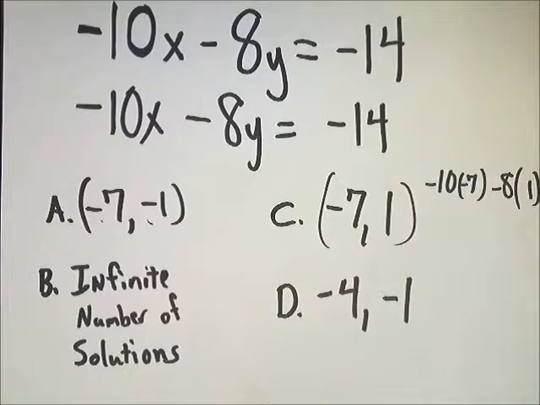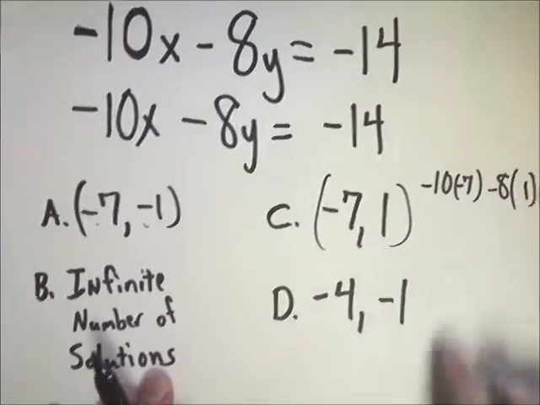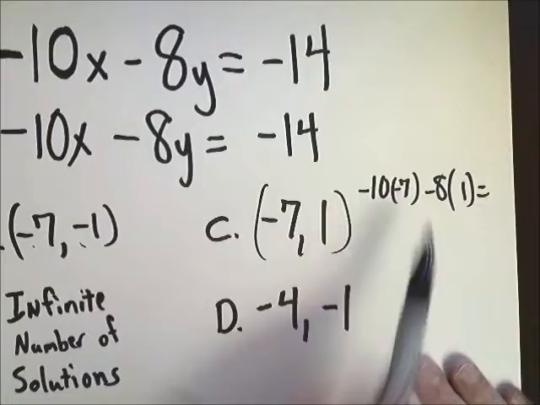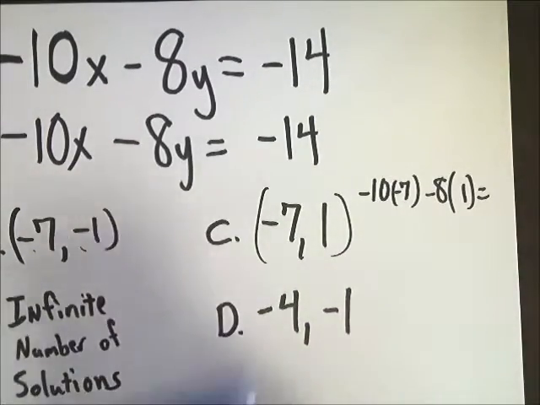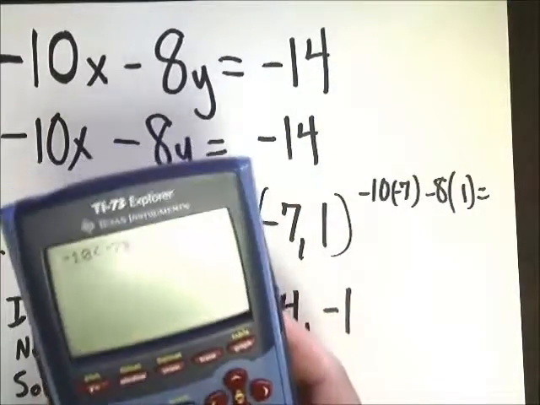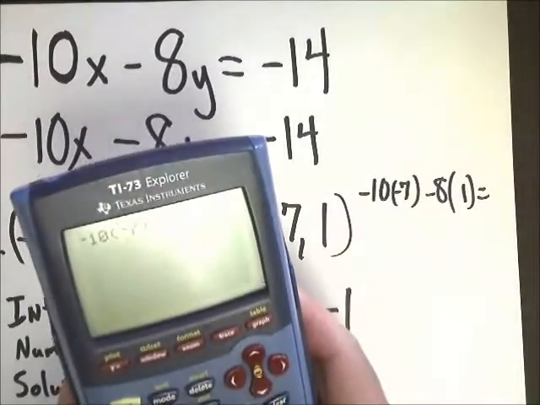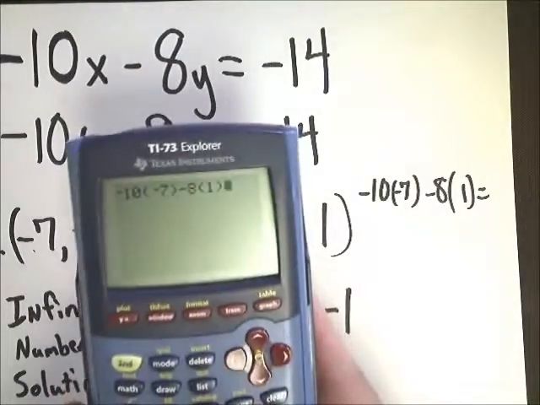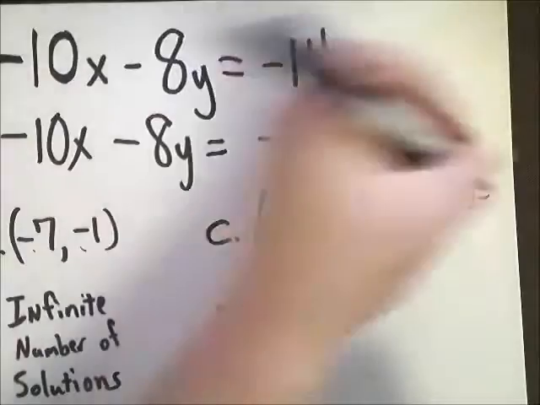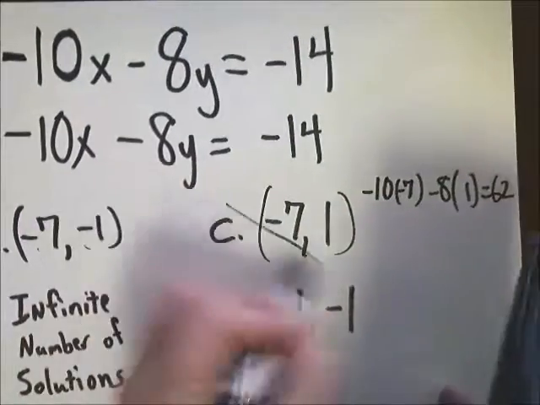So we look at this one. By the way, you may have noticed a glitch, the camera kicked off on me. Sorry about that. Now, in this one, I had already started filming this section where I was plugging it in, and I ended up getting negative 10 (negative 7 minus 8), and it gives me 1, so it gives me 62, which is not what it's supposed to give me, so this is probably not the answer.